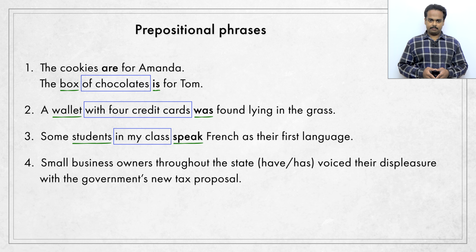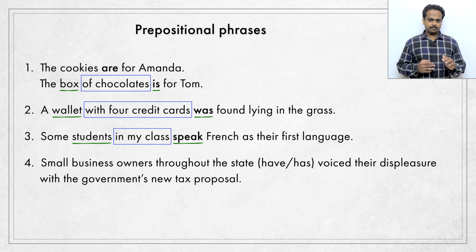Here's one last example. Small business owners throughout the state have or has voiced their displeasure with the government's new tax proposal. Okay, let me explain this one a little bit. Small business owners means people who own shops, restaurants, or other companies that are small. Throughout the state means not just in one place, but in every place across the state. To voice your displeasure is a common expression. It means you're not happy with something. Displeasure is the opposite of pleasure.